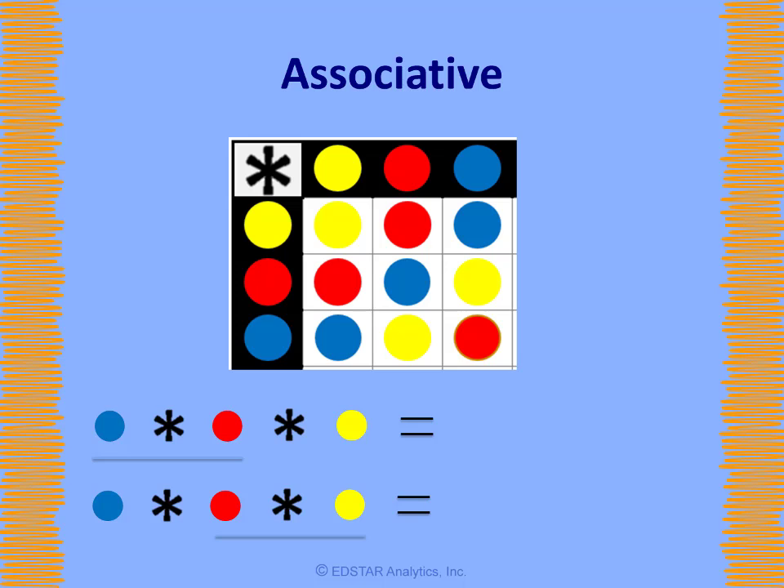Now we go to the bottom line. First, this time we're going to do red star yellow, which, as we know, is red. And then we do blue star red, and we get yellow. So we end up with yellow for the bottom line as well. This means that, at least for these particular examples, they will have the same output.